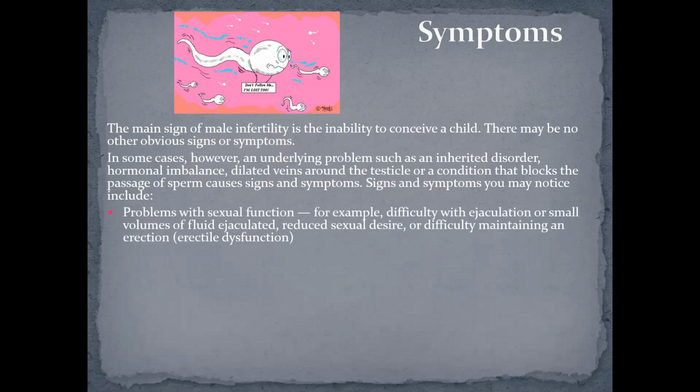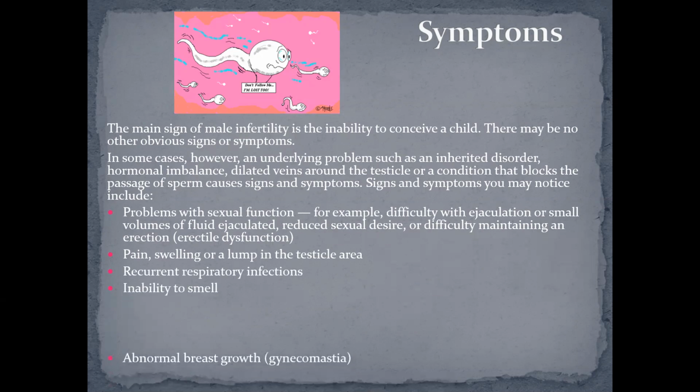These are problems with sexual function, for example difficulty with ejaculation or small volumes of fluid ejaculated, reduced sexual desire, or difficulty maintaining an erection, which we call erectile dysfunction; pain, swelling, or a lump in the testicle area; recurrent respiratory infections; inability to smell; abnormal breast growth, or gynecomastia.